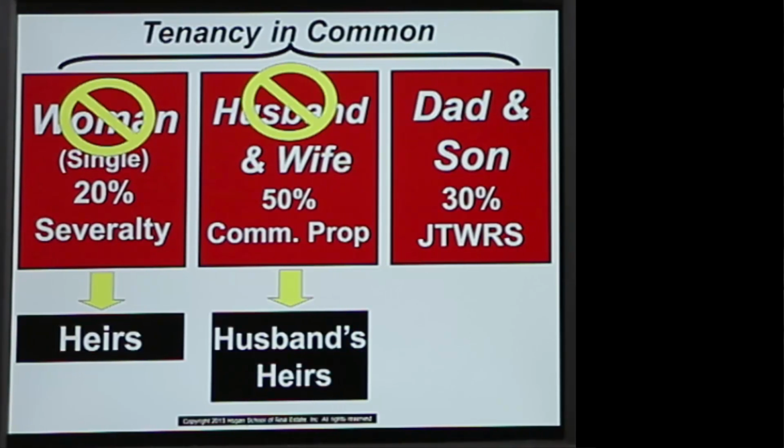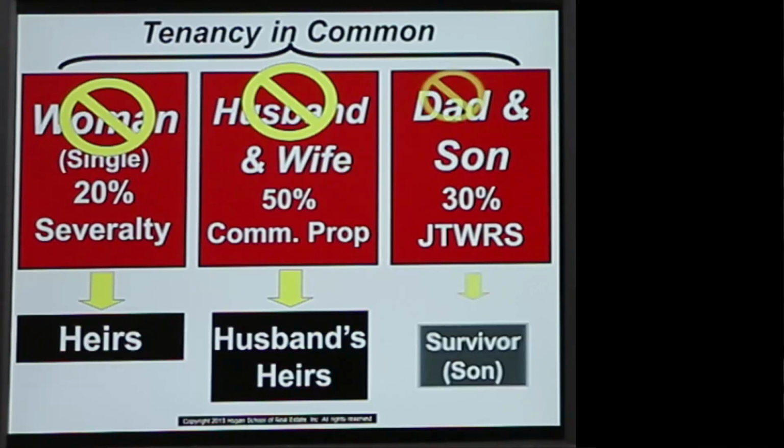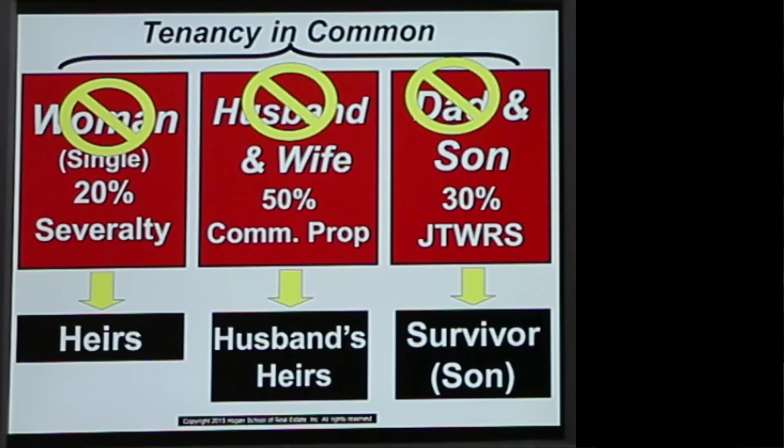Now, if I named my wife in my will, then it would pass to her. But let's say again that I named my daughter, then my half interest in that property would pass to my daughter as opposed to my wife. What happens if dad passes away when he and the son own property as joint tenants with the right of survivorship? Well, his half interest of that 30%, his 15% interest in the property, would pass to his son because his son was his joint tenant and he was the survivor.